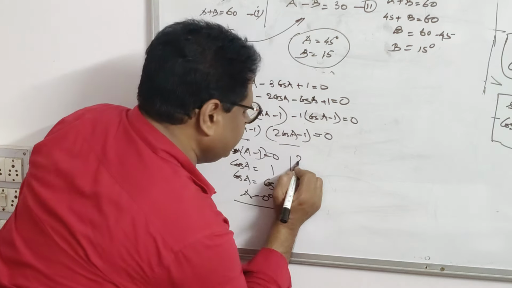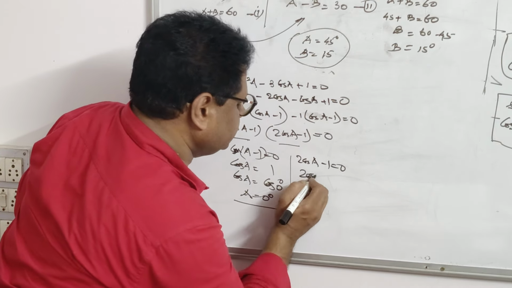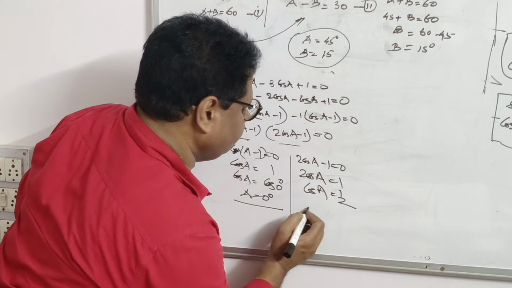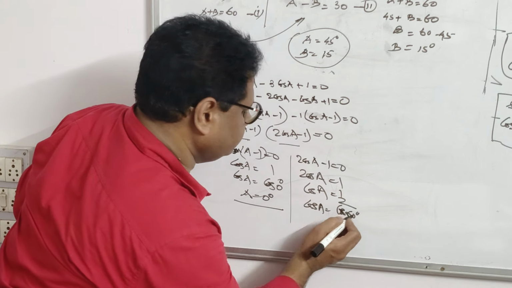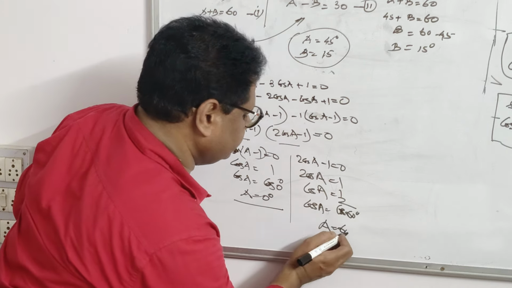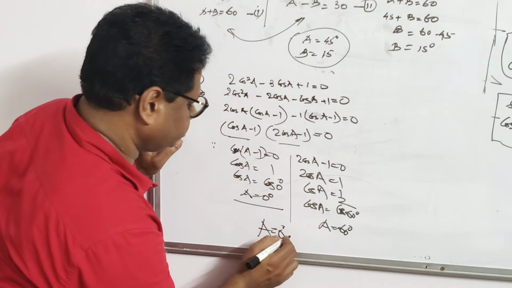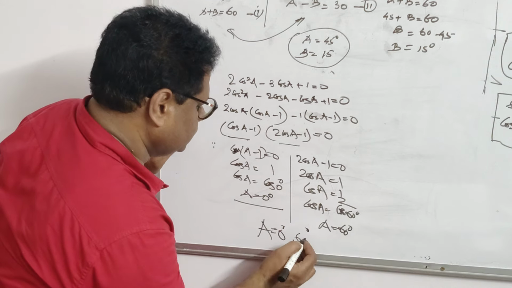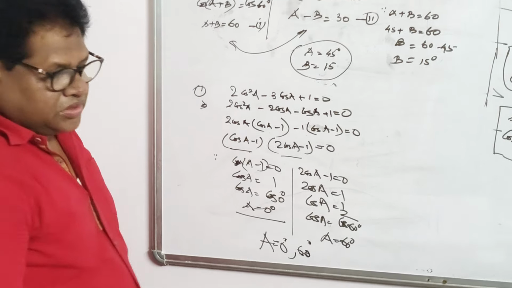Then we can take the second equation, 2 cos A minus 1 equal to 0, that is 2 cos A equals 1, that brings cos A equals half, or cos A equals cos 60 degree, so A equals 60 degree. So we got two solution sets, one is 0 degree, the other is 60 degree, okay? So this is how you need to solve the questions, okay?